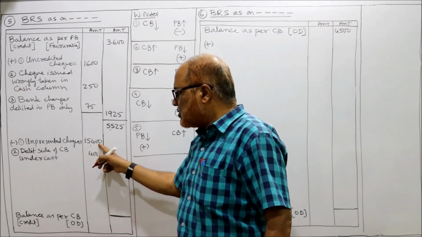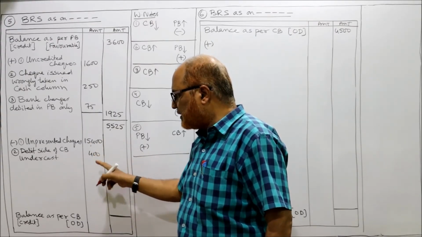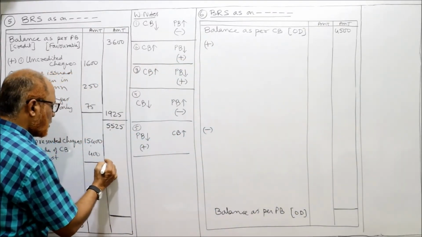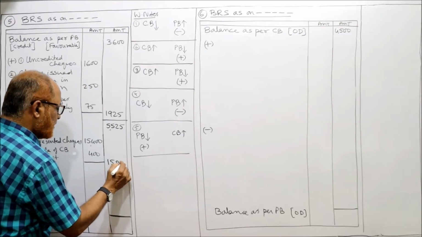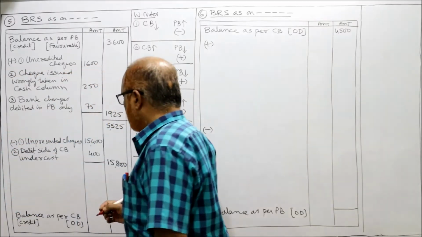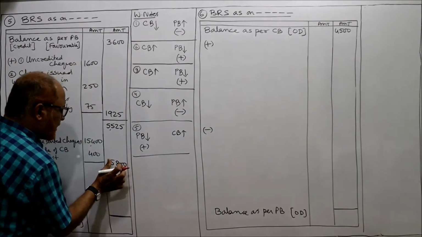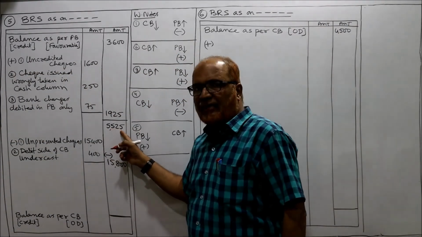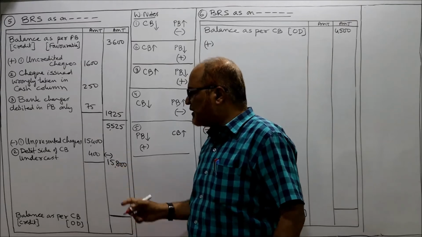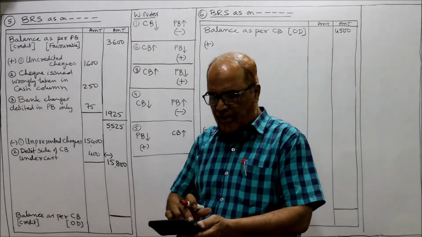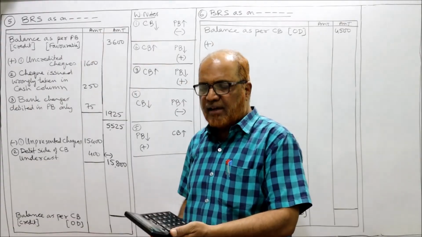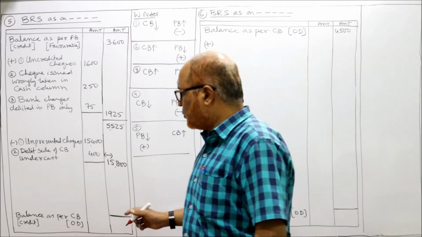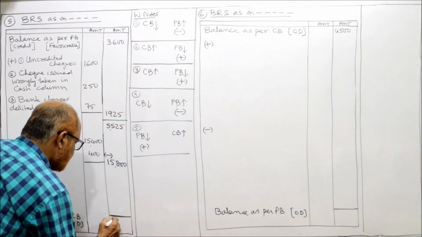Minus 15,400 plus 400, 15,800. So I am taking the deduction items outside, outer column, 15,800. Now see, this 15,800 is subtract, minus. So 5,525 minus 15,800. We are getting 10,275 minus, negative.